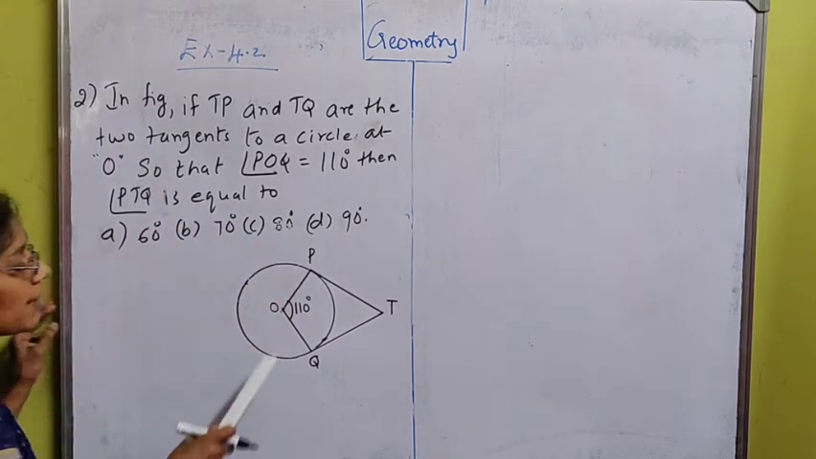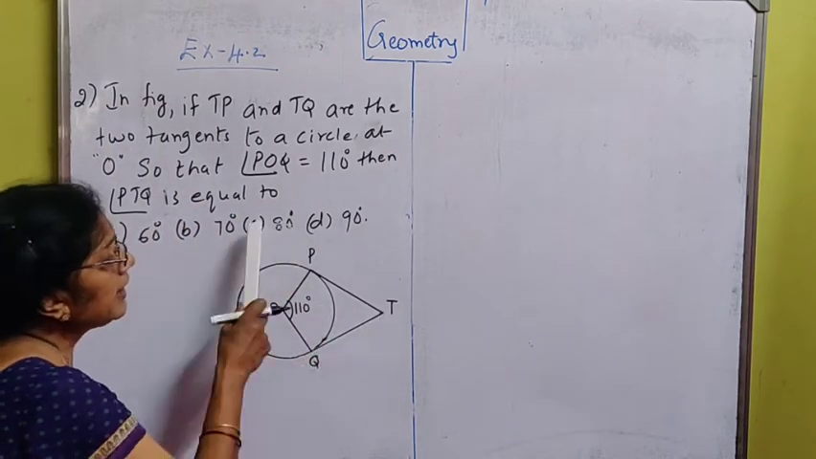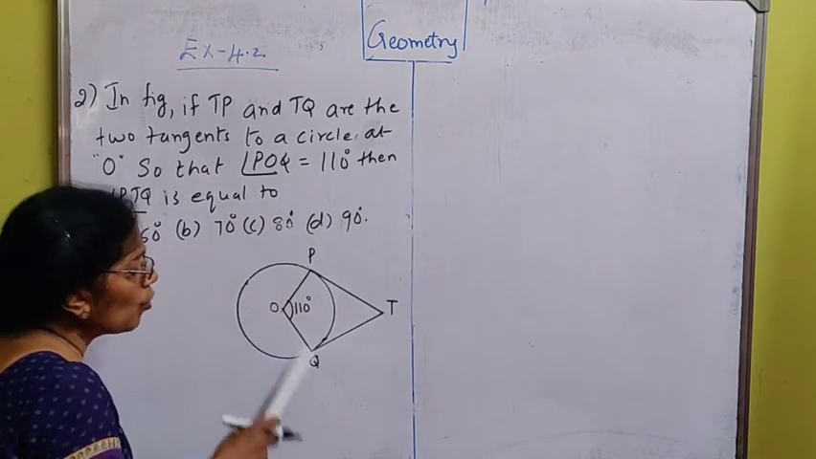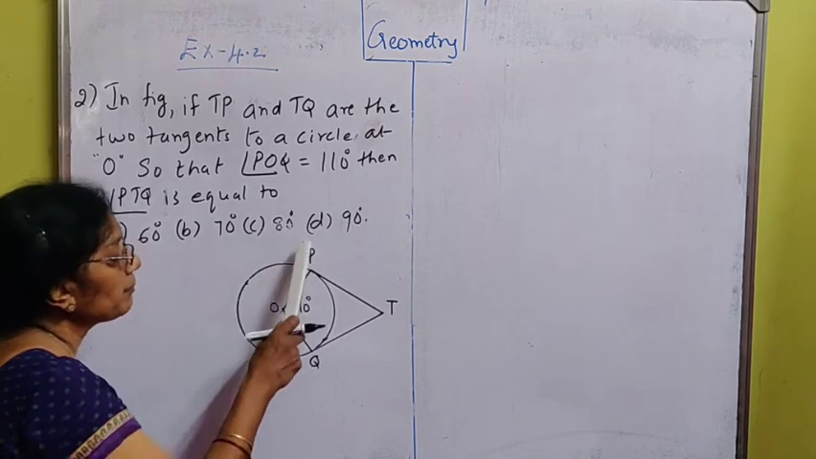So let us see the diagram. O is the center of the circle, TP and TQ are the tangents, and OP and OQ are the radii at the points of contact P and Q.